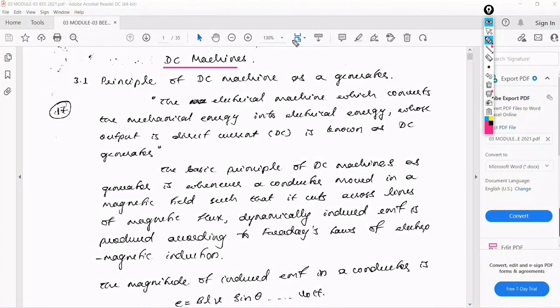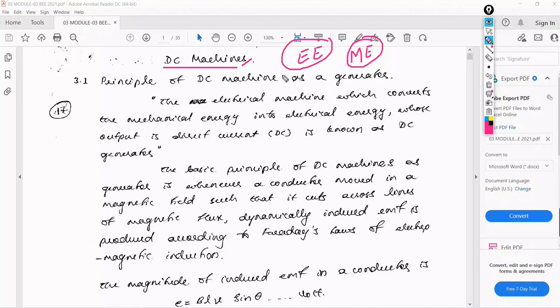First question. What is a machine? A machine has both electrical energy and mechanical energy present. That itself is called a machine.